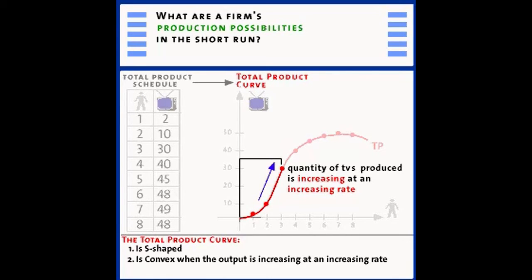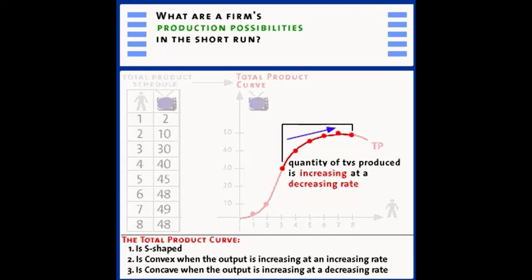That is, each additional worker adds less to total output than did the worker before. We're adding more workers, but the extra televisions that we're getting are fewer and fewer and fewer. Output is increasing at a decreasing rate. Finally, you notice that this curve has a maximum point, that there is some kind of capacity to our factory.